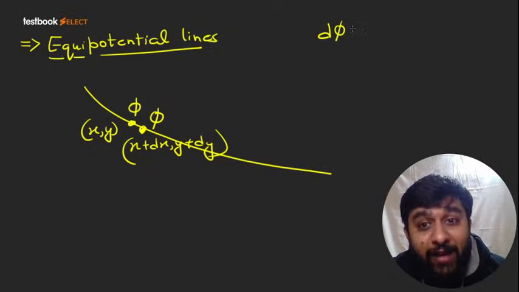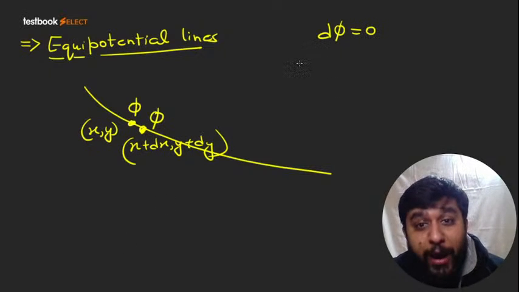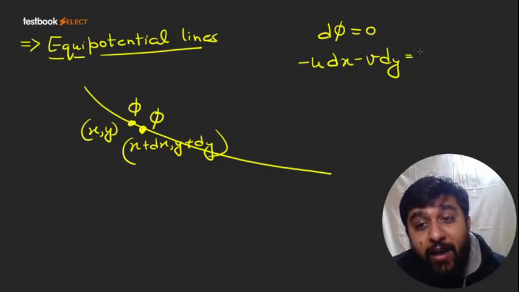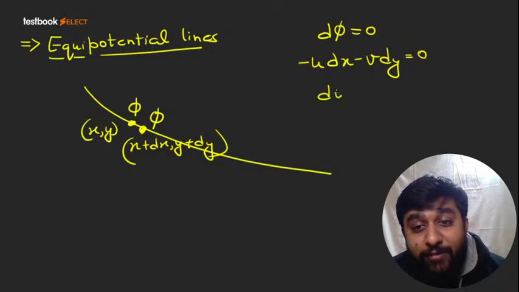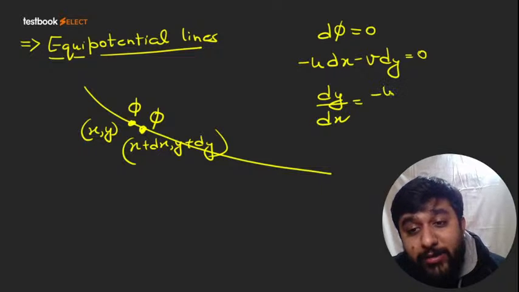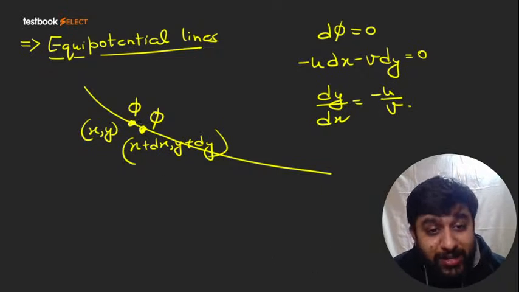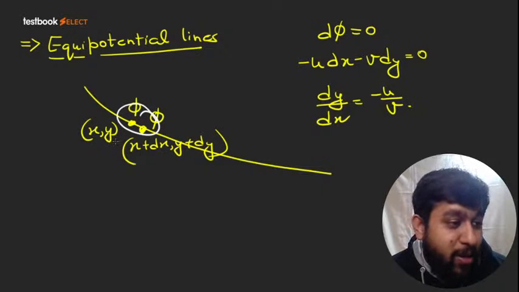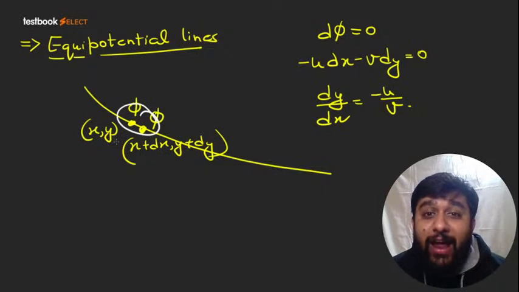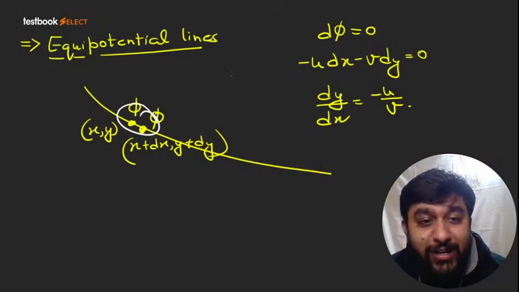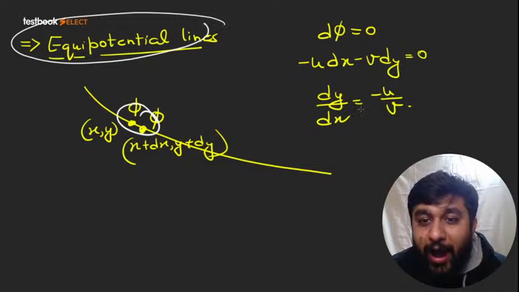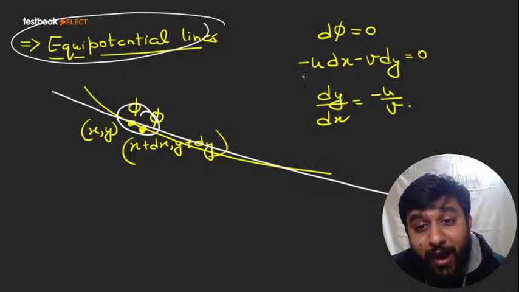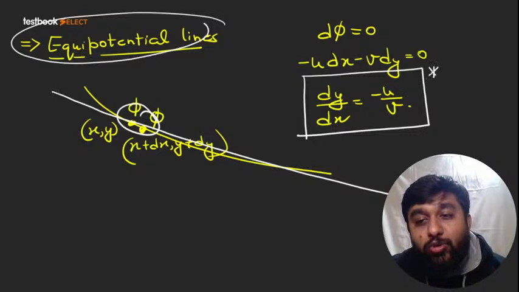So what is the difference of phi value? That is 0. But for any random points, just now we saw that the difference of phi value is minus u dx minus v dy. So this will become 0 now. So what you will have is dy by dx equal to minus u by v. So if there is a line where the velocity potential function value is everywhere the same, that line will be called an equipotential line. And dy by dx is the slope of this line. Dy by dx, that is the slope of the line, will be minus u by v.